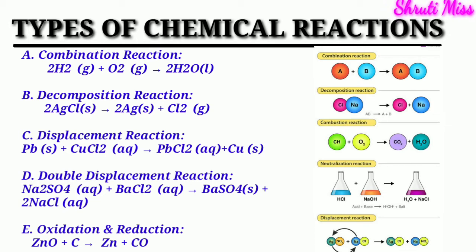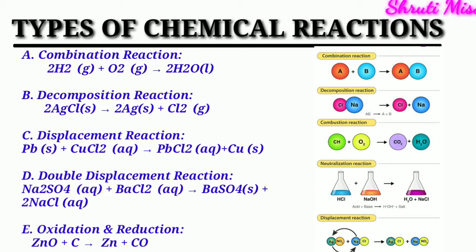Now the second one is decomposition reaction. In this we can see that a single reactant will break into products, like NaCl. In this diagram you can see that NaCl will break into products. The first one is Cl and the second one is Na. Cl means chlorine and Na is sodium.